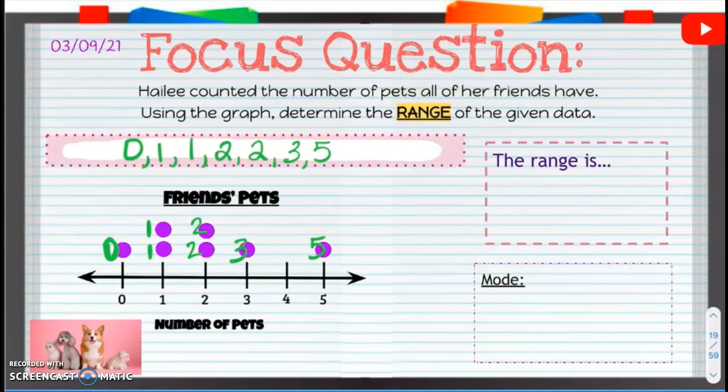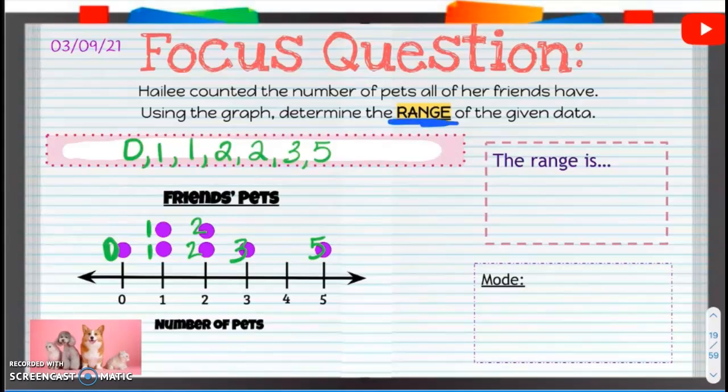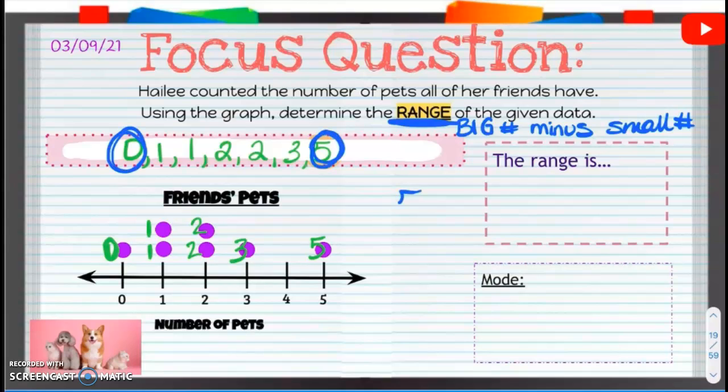Now when we take the range, remember the range is going to be the biggest number minus the smallest number. So our biggest number here is 5. There we go. Our biggest number is 5. Our smallest number is 0, so 5 minus 0.